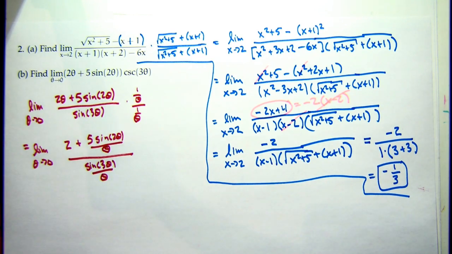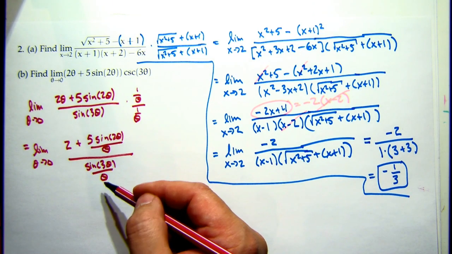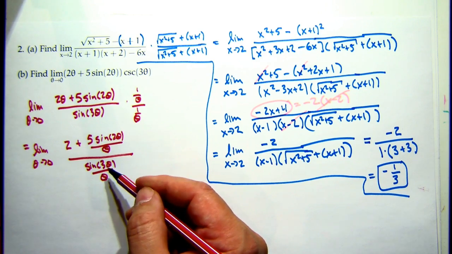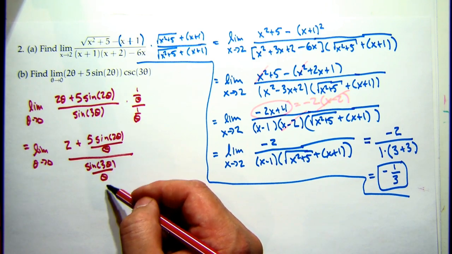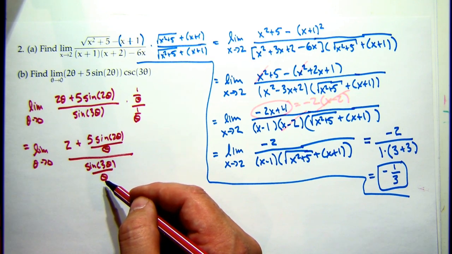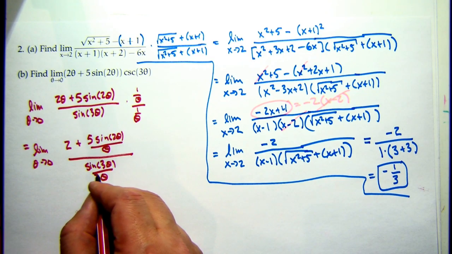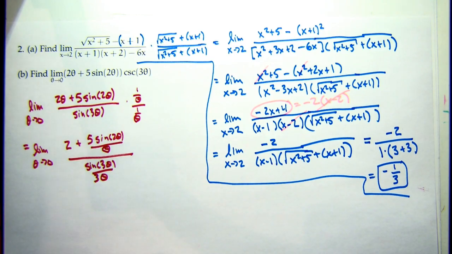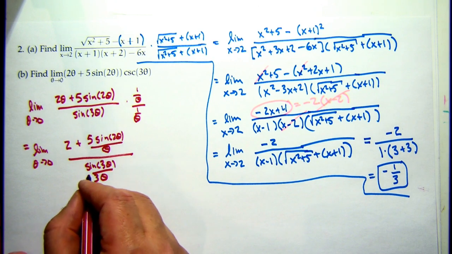Now my goal is to get sine of something over something. I'm so close in some cases, but I'm not quite there. See, this is not sine of blah over blah. What's the problem? Yeah, this has a 3. This doesn't have a 3. How do we fix it? We put a 3. But we can't just put 3's, because that changes it. So we have to balance it out.